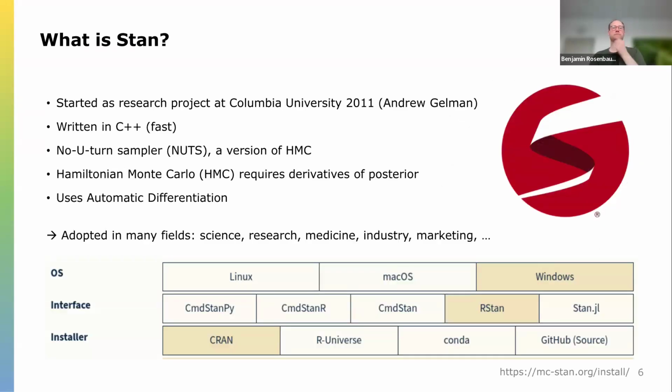But what is STAN? The STAN program was started about 15 years ago at Columbia University. I think it's New York, right? Columbia University, yes, by Andrew Gelman. It's written in C++, so a very fast programming language. And it is using a kind of Hamiltonian Monte Carlo.